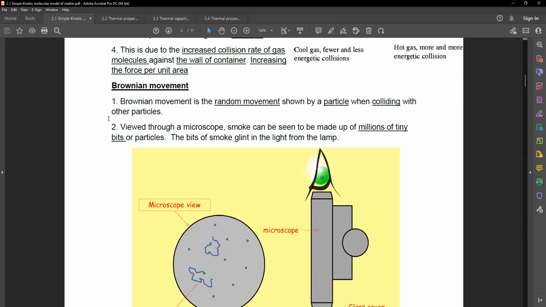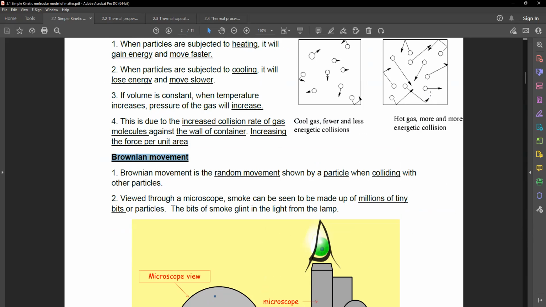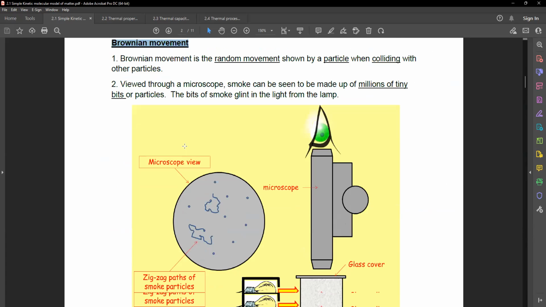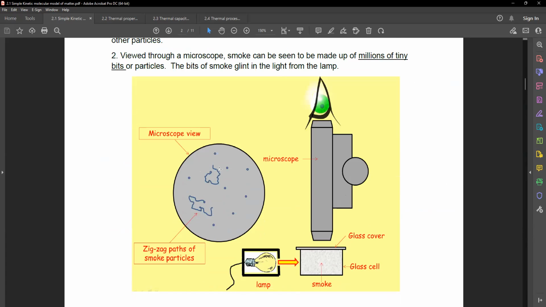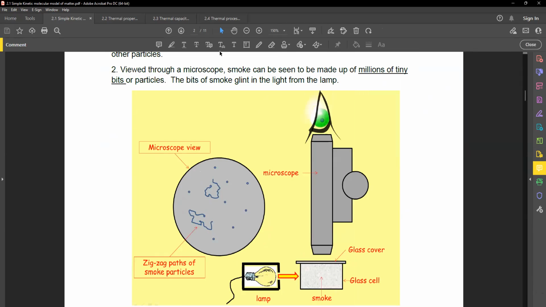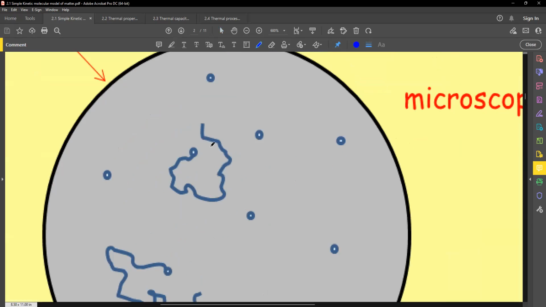Then moving on to this next part here, it is essentially going to be Brownian movement. Brownian movement is basically stating how the gas particles don't only collide against the walls of the container. Even before they collide against the walls of the container, you will see that they actually move in random zigzag motions already. And the reason why they move in random zigzag motions is because even before it reaches the walls of the container, it will collide with other gas particles, right?